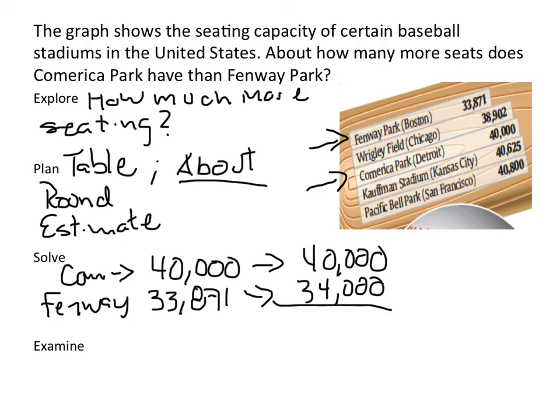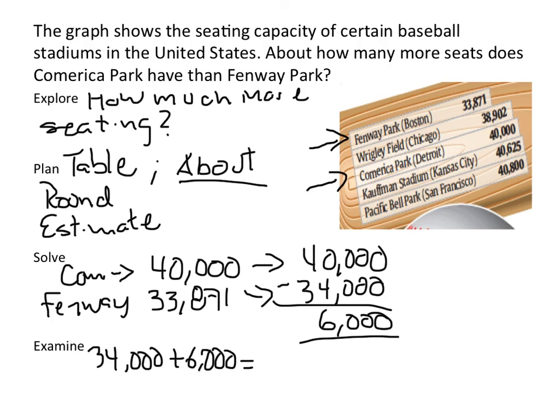Now I'm going to estimate, and I'm going to use the operation subtraction because I believe that subtraction will give me the difference in seating, and the difference in seating is about 6,000. This does seem to be reasonable because 34,000 plus 6,000 is 40,000.